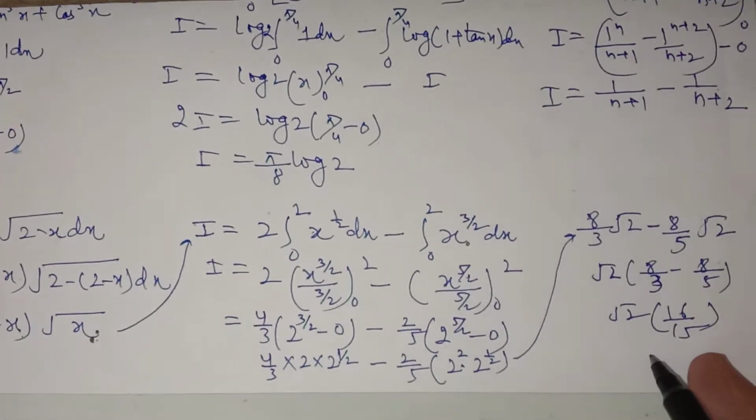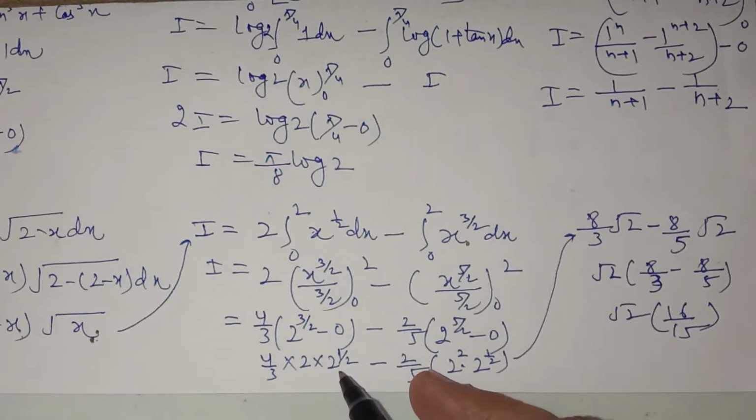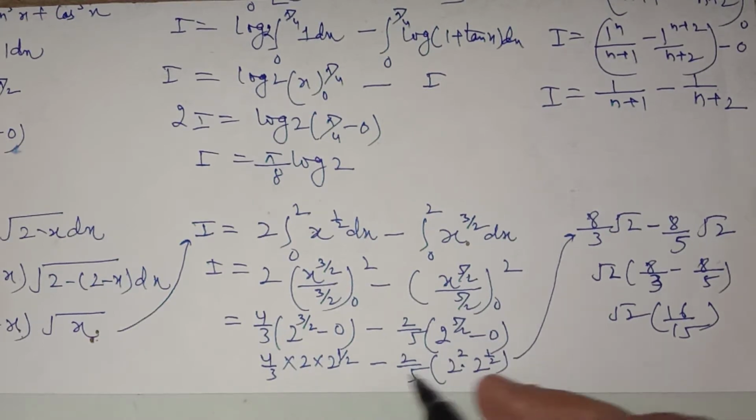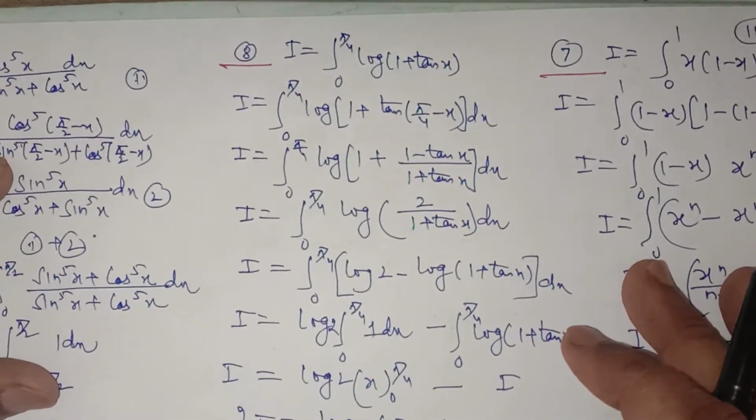Now see it very carefully. 2 to the power 3 by 2 means 2 into 2 to the power half. 2 to the power 5 by 2 means 2 to the power 2 into 2 to the power half. Simplify as far as possible. Now question number 8 is again very important.